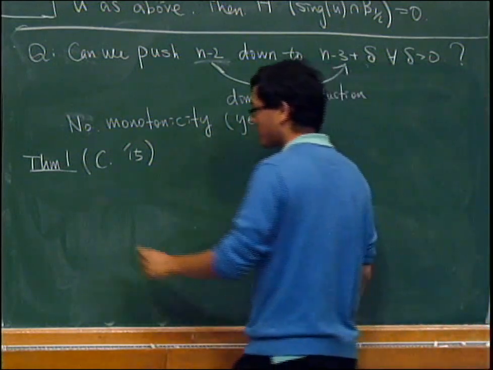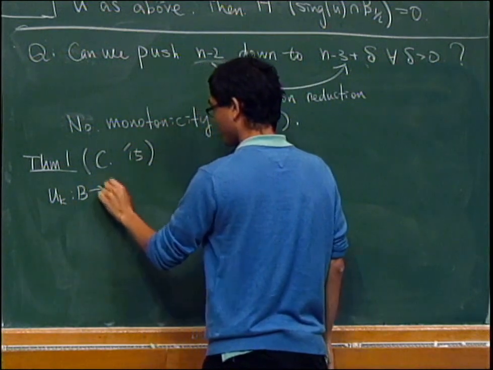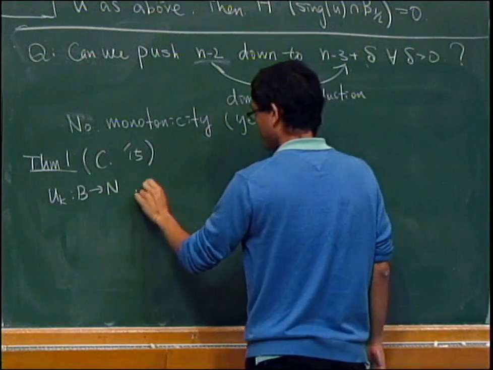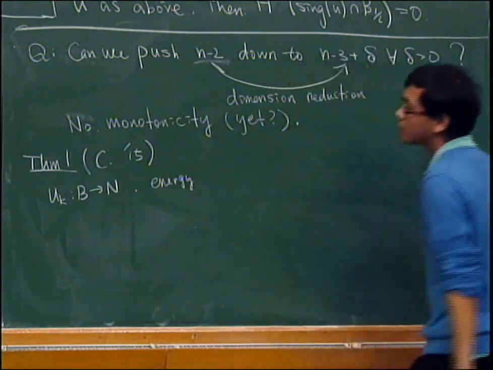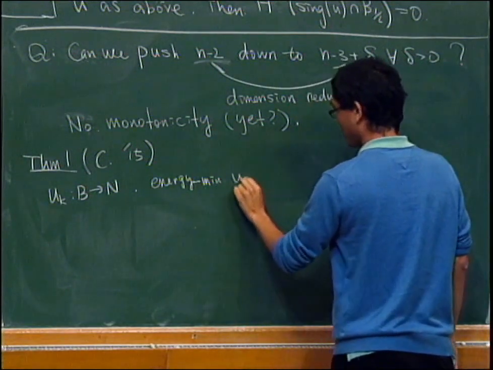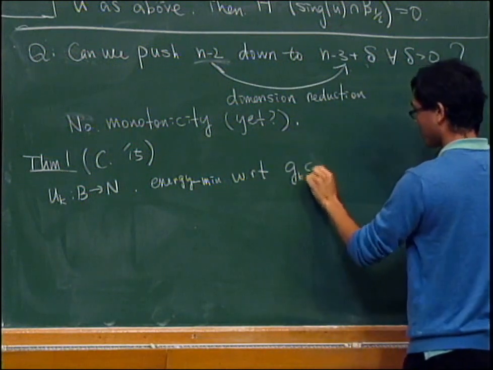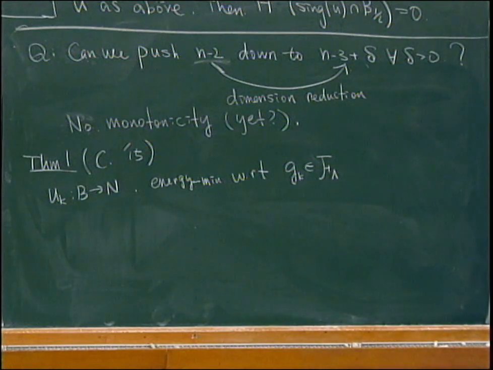So the setting is the following. We have a sequence of maps going from the ball into our target manifold N. And they're each energy minimizing with respect to a metric in the class F sub lambda. So energy minimizing with respect to some metric g_k that falls into this category, F sub lambda.